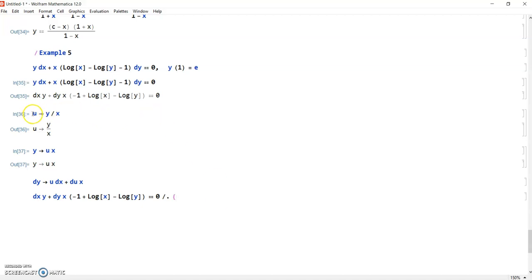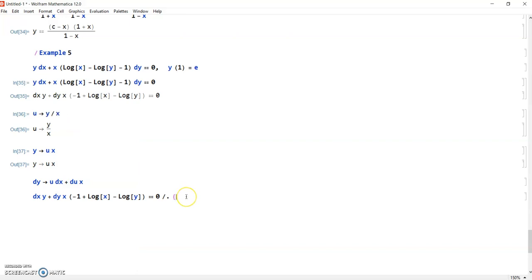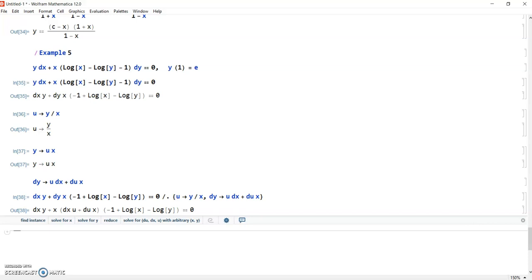So the first substitution is u is equal to y over x. You can just copy and paste it over from here. And the second substitution is dy is equal to u dx plus x du. And then close the curly bracket. Okay, so this substitution will hopefully be applied. And let's execute this command. So we get something like this.